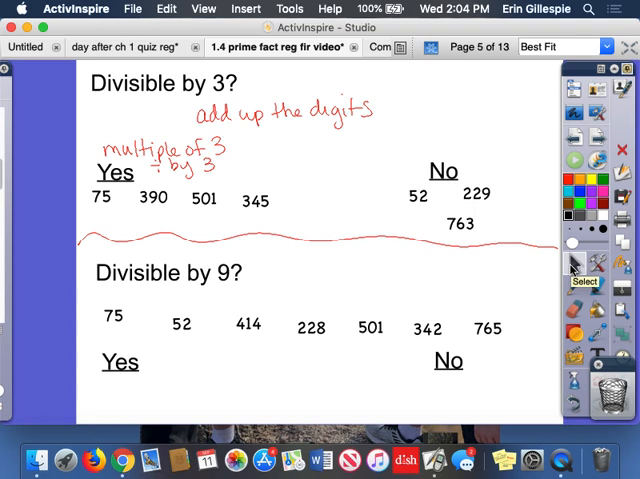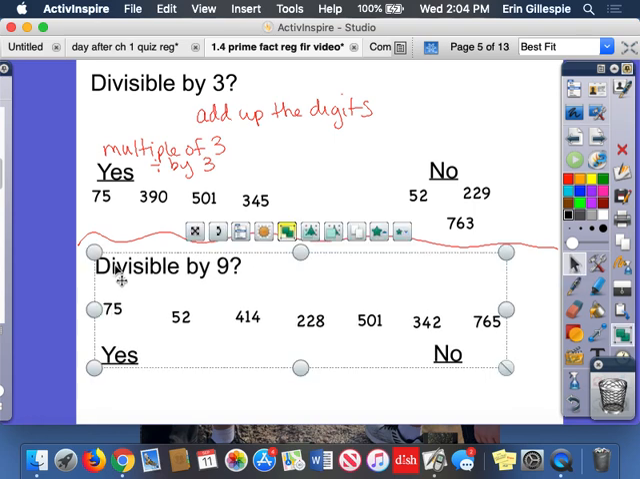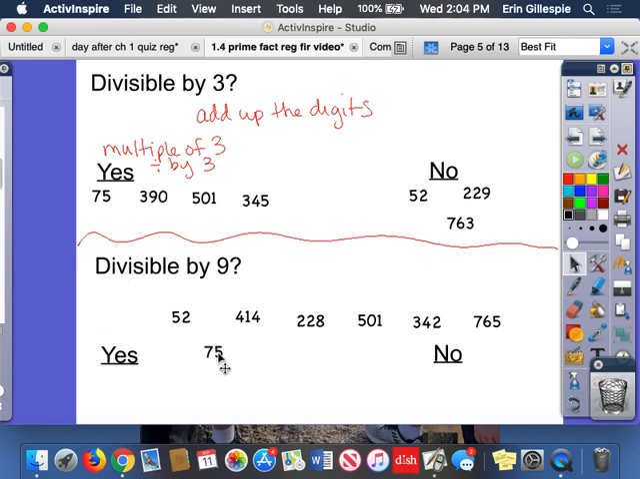All right, so 75 was a yes for 3, but is a no for 9, because 7 plus 5 is 12, and 12 you cannot divide by 9. 52, also a no. 5 plus 2 is 7, can't divide 7 by 9. 414 is a yes. 4 plus 1 is 5, plus 4 is 9, and you can divide 9 by 9. 228 is a no, because that adds up to 12, and you can't divide 12 by 9. 501 is a no, that adds up to 6, and you can't divide 6 by 9.